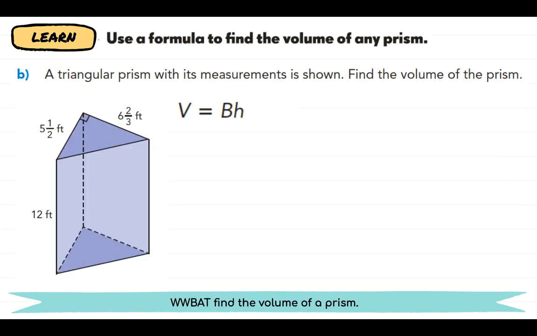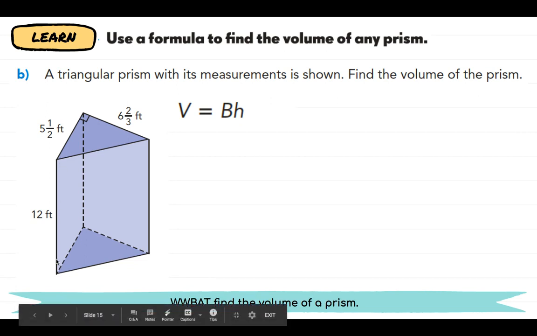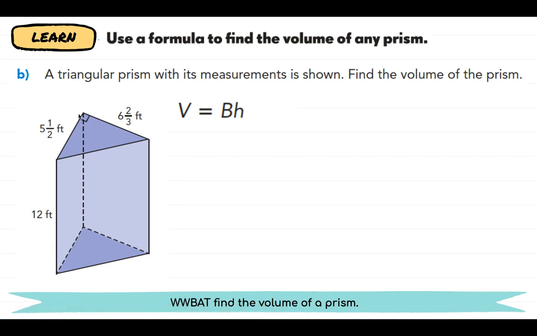Now this triangular prism with its measurements is shown. They want you to find the volume of the prism. So you notice that the height of this prism is 12 feet, and the base, because this is a right triangle, any side can be the base. So I can say that 5 1/2 is the base, and 6 2/3 feet is the height.